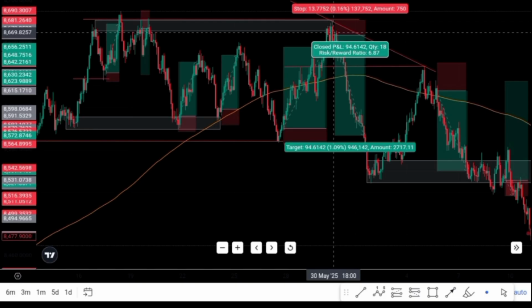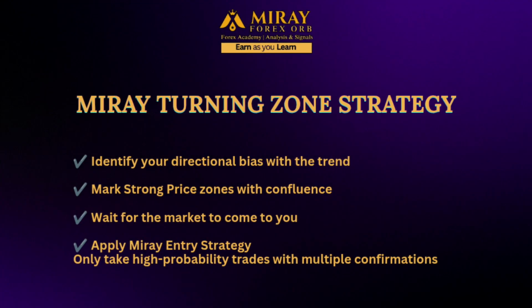So the strategy works because once you draw your zone, you just wait and sit out for the market to come to you. So this strategy helps you stay patient, selective, and disciplined. You're not glued to the chart all day. Instead, you wait for price to come to your planned zone, and with confirmation, you now apply the mirror entry strategy. So this is the mirror T-zone strategy in a nutshell.